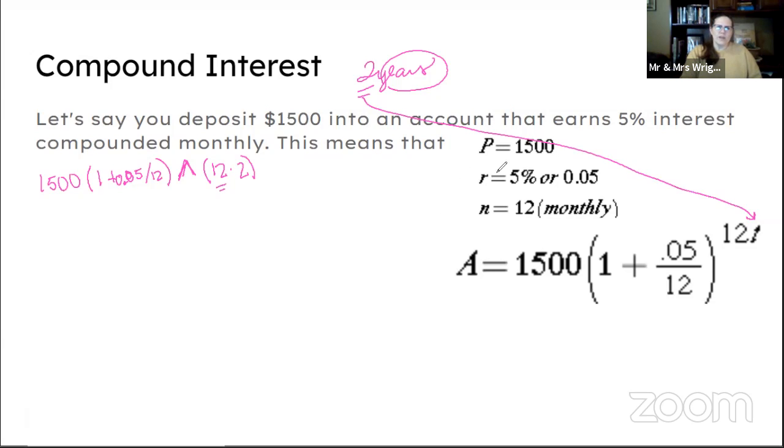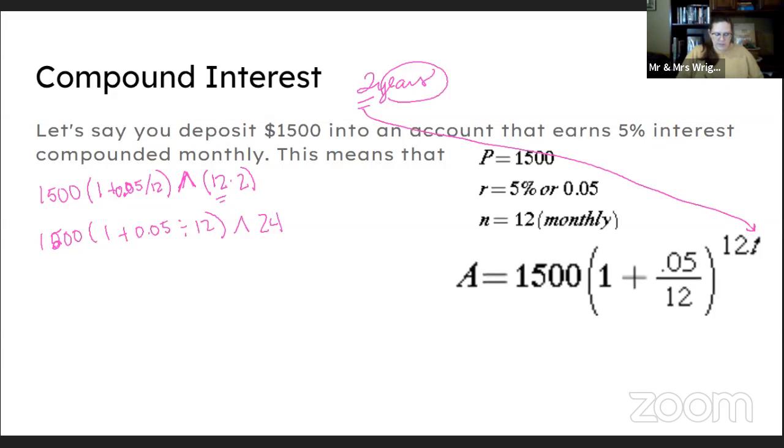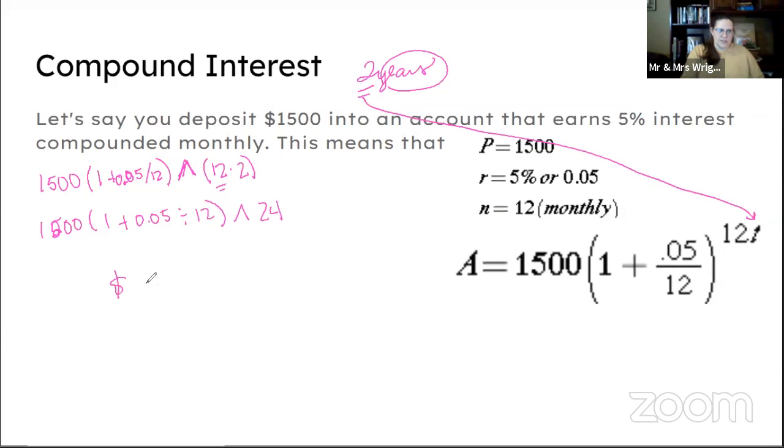Now, if you don't want to enter this second set of parentheses here, you could write it this way: 1 plus 0.05 divided by 12, close parentheses, caret, and do this math prior. We know that 12 times 2 is 24. So you could enter it in like that, and you would get the correct answer either way, which in this case, after 2 years, you would have in your account $1,657.41.